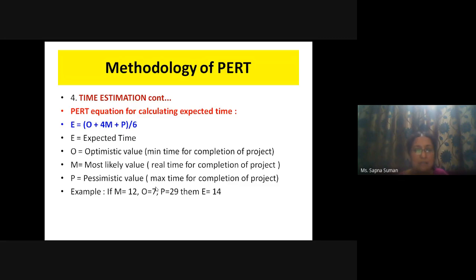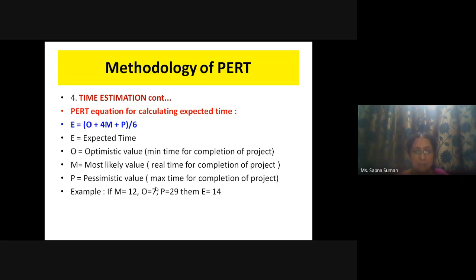So suppose M is 12 months. O, which is the optimistic value, should be less than M. So suppose it is 7, the minimum time. And P is the pessimistic time, that is the longest or maximum time, and it is always greater than M. So suppose it is 29.